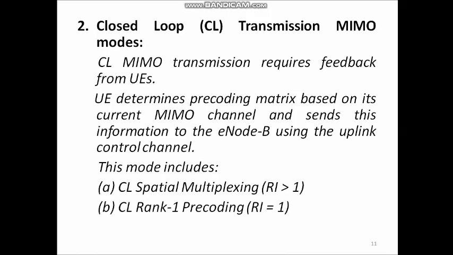Okay, closed loop transmission MIMO mode requires feedback from user equipment. User equipment first determines pre-coding matrix based on its current MIMO channel and sends this information to the eNode B or base station using the uplink control channel. And this mode again includes CL spatial multiplexing and CL rank 1 pre-coding. In the closed loop spatial multiplexing, rank indicator or channel rank is greater than 1, and in second type closed loop rank 1 pre-coding, rank indicator is 1.